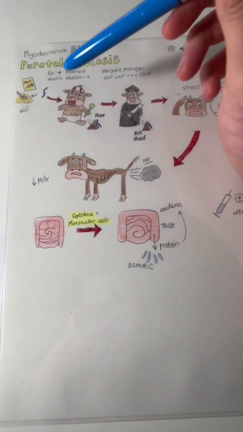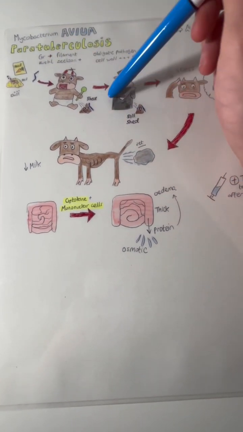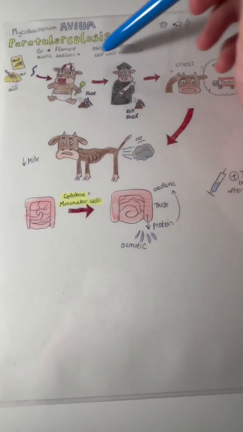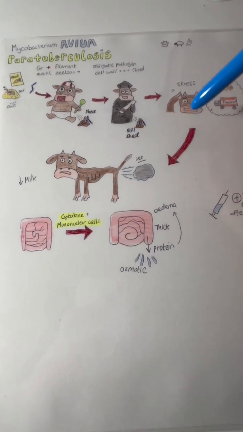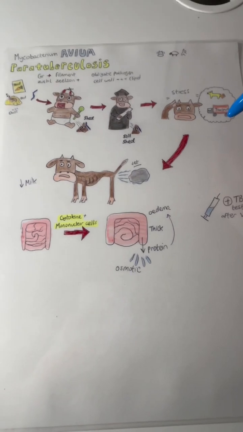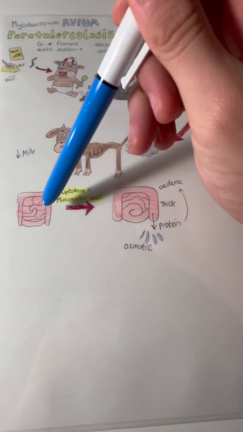So they get infected through feed and bedding and dust when they're under 6 months of age, and then they'll be shedding the bacteria. And then even when they're an adult, they'll still be shedding the bacteria. And then when the animal is put under a stressful situation, such as calving or transport, then the clinical signs will appear. The bacteria is in the small intestines and sometimes the large intestines.